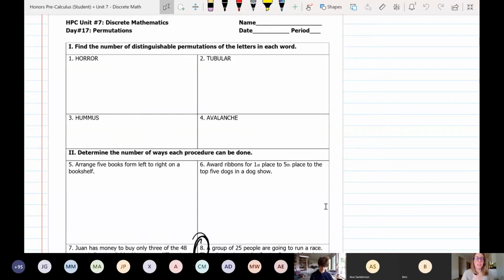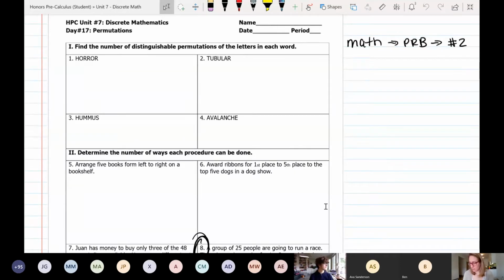And then on your calculator, you don't really need to know the formula for permutations and combinations, because your calculator already has the formula pre-programmed in there for you. So remember, if you want to use your calculator, you're going to hit math, go over to probability, and for permutation, it's number 2.